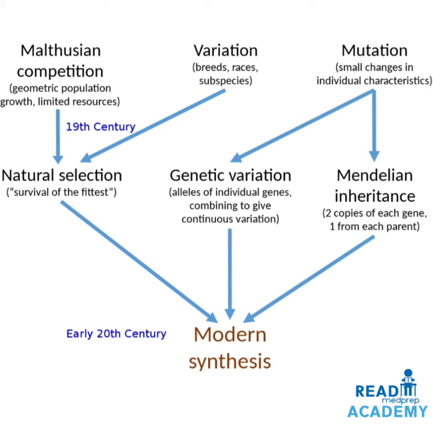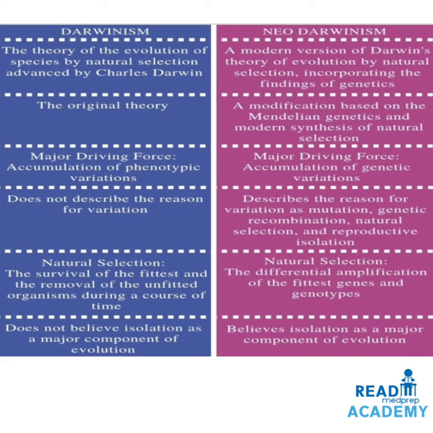What are the differences between Darwinism and Neo-Darwinism? Darwinism is the theory of evolution of species by natural selection advanced by Charles Darwin. Whereas Neo-Darwinism is a modern version of Darwin's theory of evolution by natural selection, incorporating the findings of genetics. Darwinism is the original theory, whereas Neo-Darwinism is a modification based on Mendelian genetics and the modern synthesis of natural selection. In Darwinism the major driving force is the accumulation of phenotypic variations, whereas in Neo-Darwinism the major driving force is the accumulation of genetic variations.